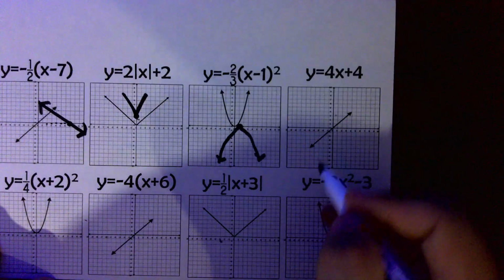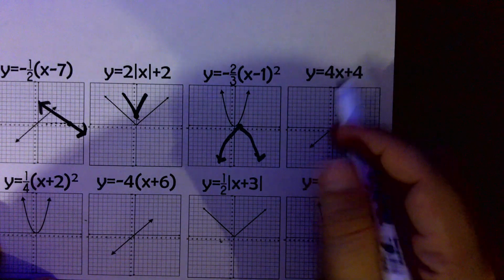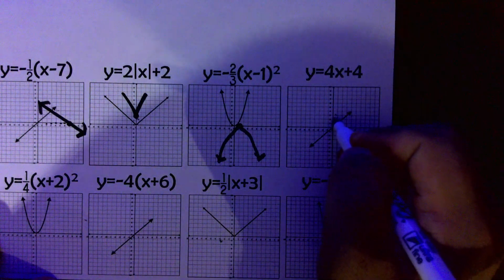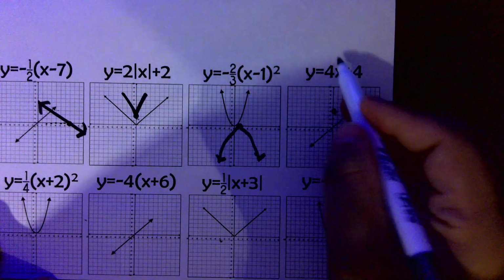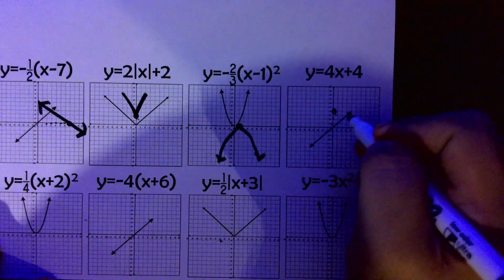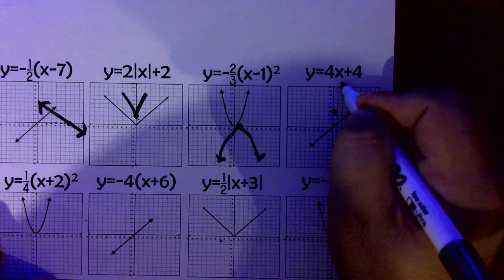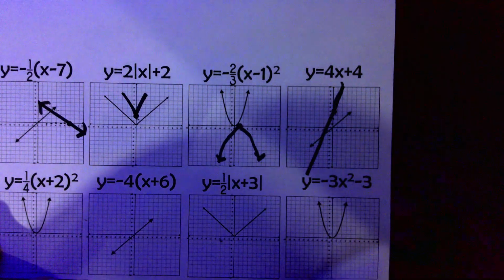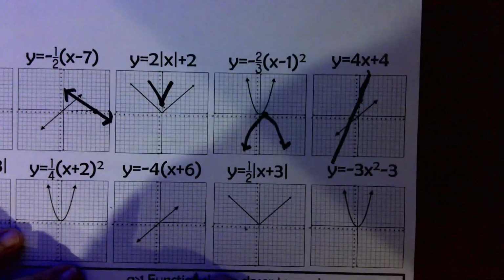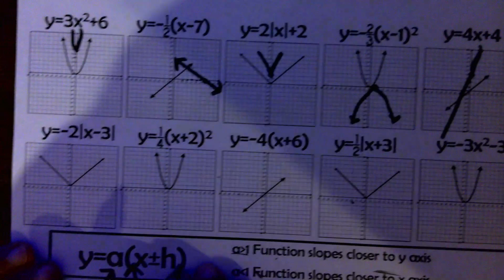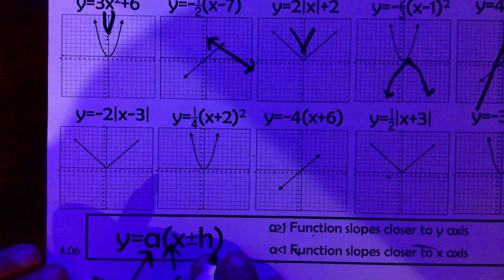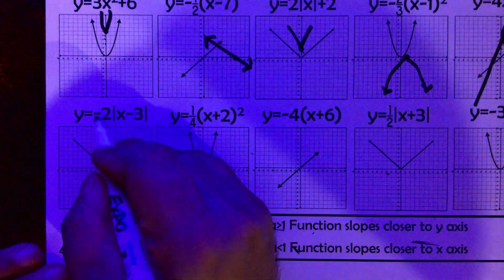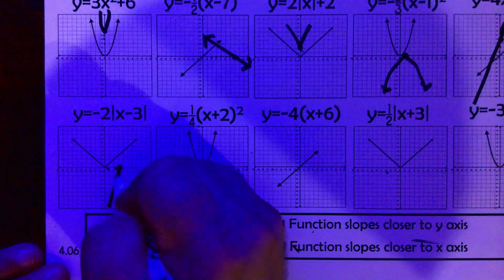Alright, so absolute value, or excuse me, 4x plus 4. So first off, we're going to go up 4. 1, 2, 3, 4. And this 4 is super steep. So where this is a 1, we're going to go like this. See how it's much steeper, like climbing up a mountain? It's very steep, harder to climb. Okay, down here to the bottom left, right 3. 1, 2, 3. Negative, so upside down, and 2 means a little skinnier.